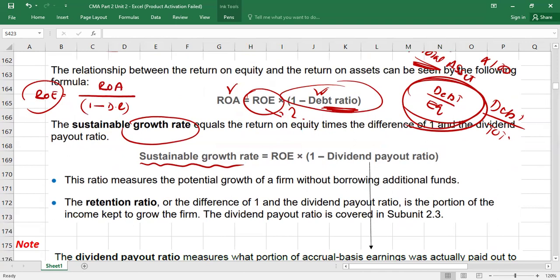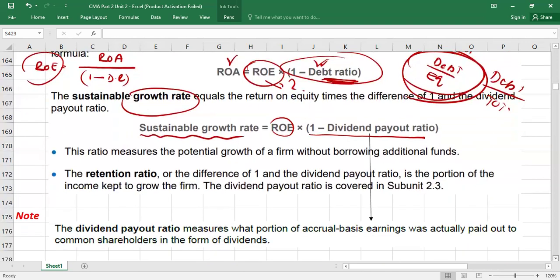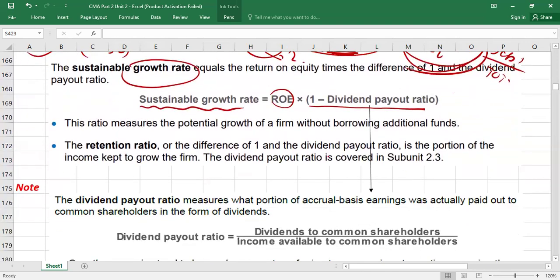Sometimes he may give you data in the exam question, and he may ask you to calculate the growth rate. And the growth rate, how will you calculate? I'll explain the logic of this also. So we'll take return on equity times 1 minus dividend payout ratio. Actually, what is the dividend payout ratio, right? First, let's understand. So the dividend payout ratio is always calculated this way. This ratio we'll discuss in future also, but it's just a formula I'm telling you.